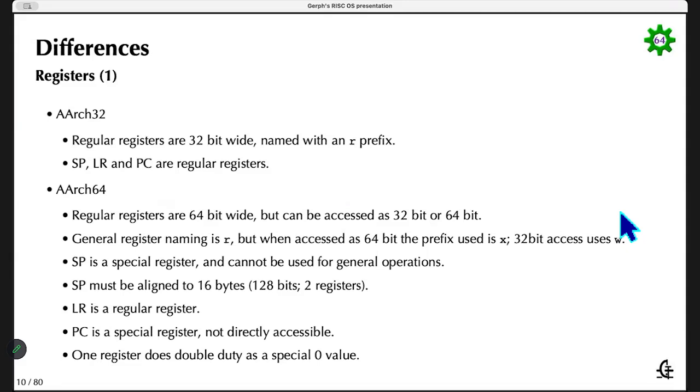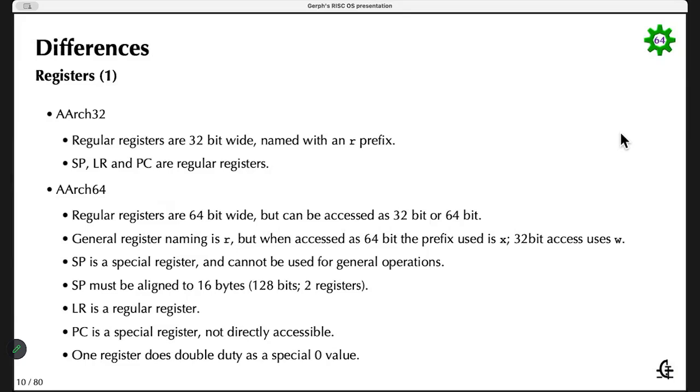In AArch64, they're all 64-bit wide, and the general name for them begins with an R. But they can be accessed as either 64-bit or 32-bit. So you'll commonly see registers referred to as X0, X1, X2, all the way through to X31, and W0 through to W31. So W0 is the same as X0, but just the low 32 bits of it. So W is closer to what we understand with R.